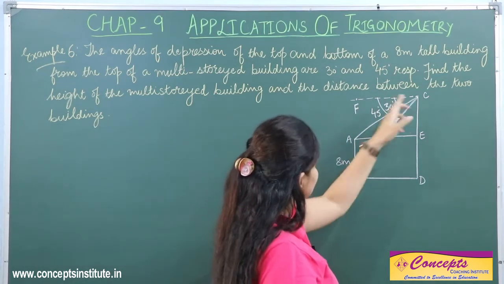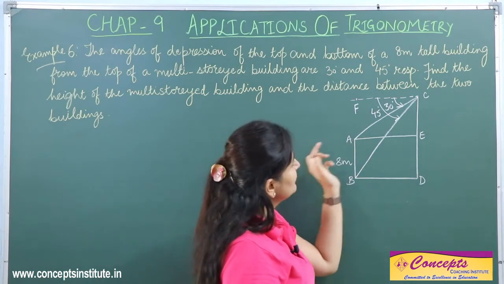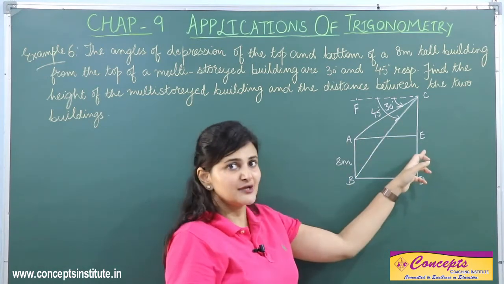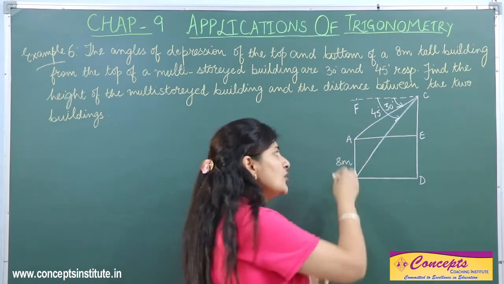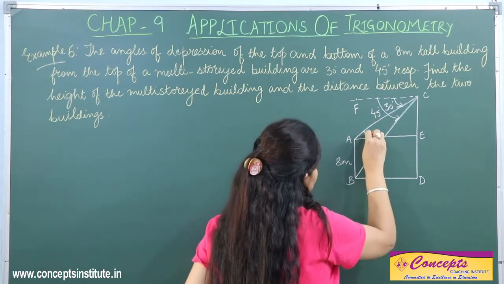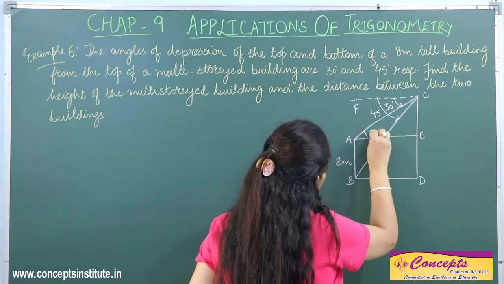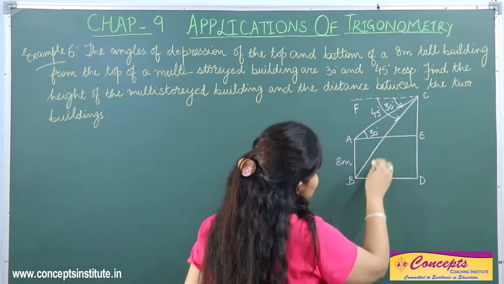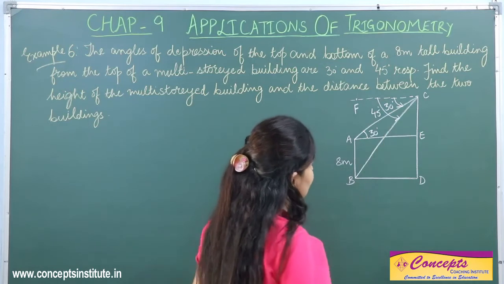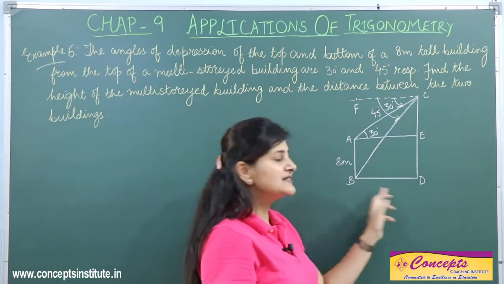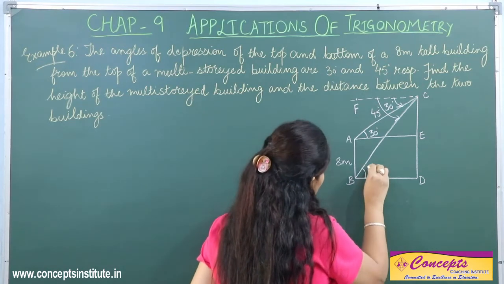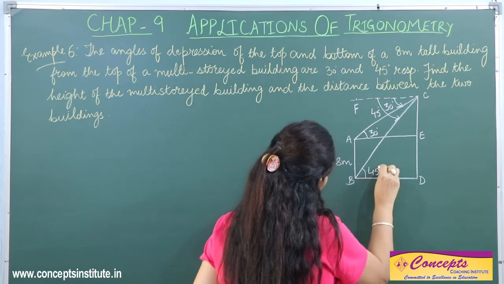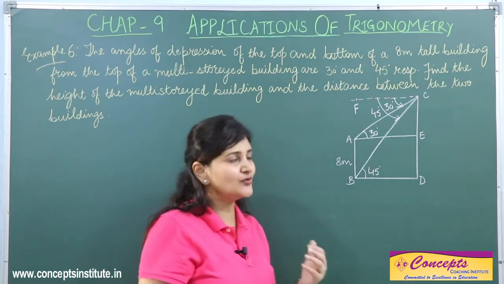So angle FCA will be equal to angle CAE, because FC is parallel to AE and these are the alternate interior angles. So that means this angle is also going to be equal to 30 degrees, and similarly the angle FCB will be equal to angle CBD, alternate interior angles, and therefore this angle will also come out to be equal to 45 degrees. But I am going to write all of this.